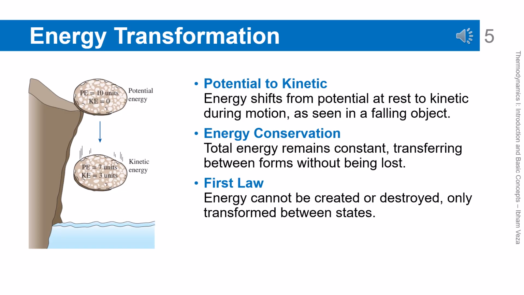Energy transformation overview. Energy can change from potential energy to kinetic energy when an object moves. Although the form changes, the total amount of energy remains constant according to the conservation law. This principle is formally stated in the first law of thermodynamics. The falling object example shows how energy is transferred without being lost. This concept is the basis for analyzing all energy systems.